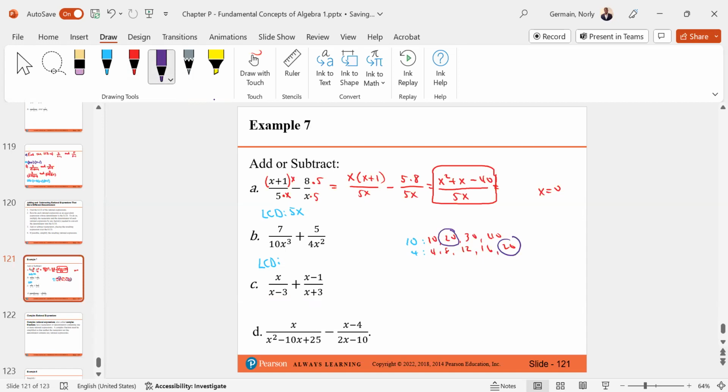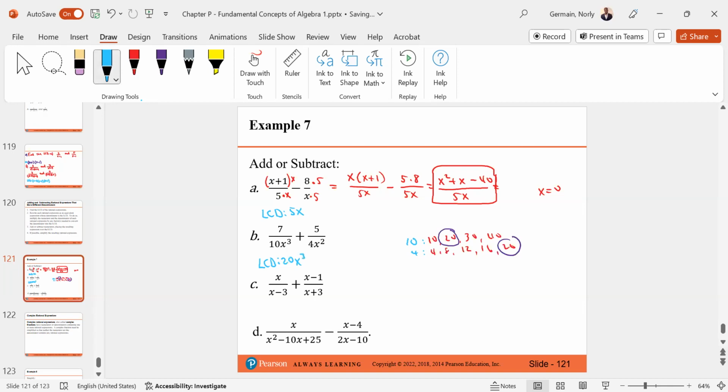So that means 20, and x squared is the common factor, okay? 20x cubed, because x cubed is the least common multiple, because you need to take the one with the highest degree. X cubed is the common factor.